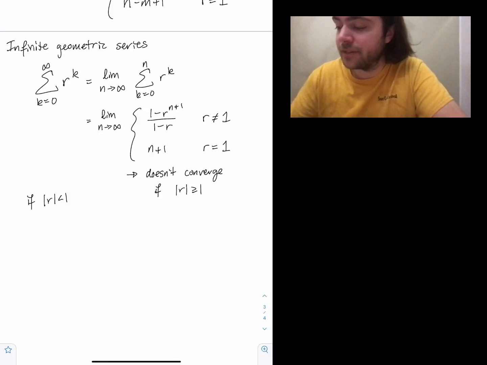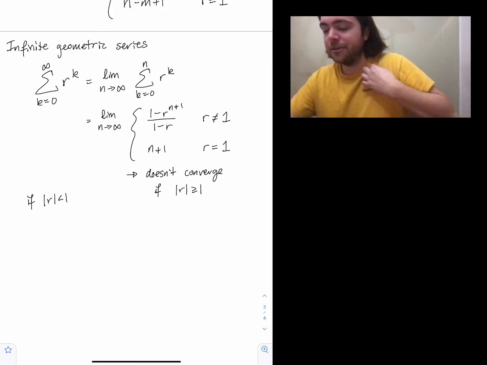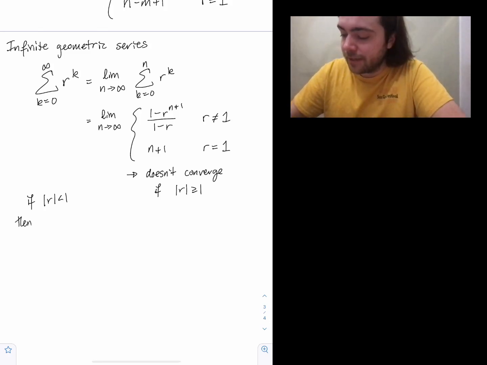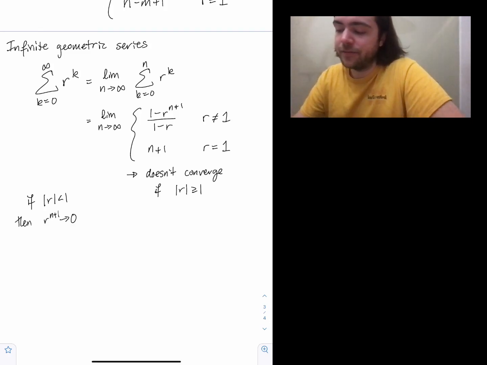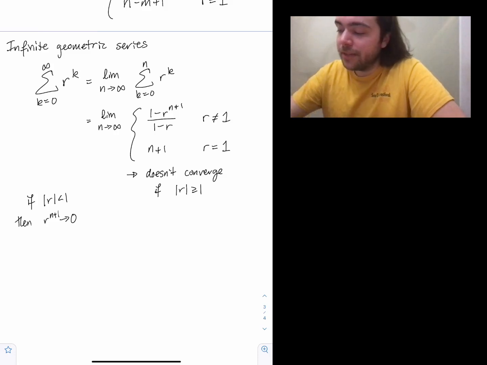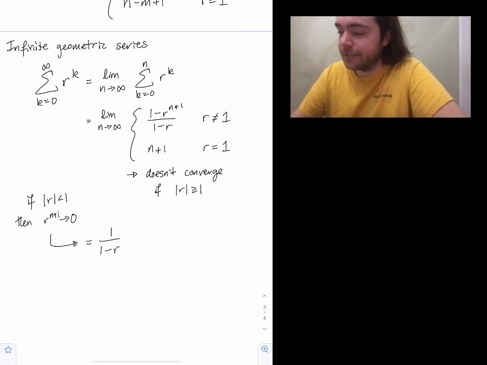What if the magnitude of r is less than 1? Well, then this term right here, which is the only part of this expression that depends on n, is just going to keep getting smaller and smaller. Actually, that term is going to converge to 0 as n goes to infinity. And so in the limit, this term is going to go away, and I'm just going to be left with 1 over 1 minus r. And again, I'll make another note: that is if the magnitude of r is less than 1.